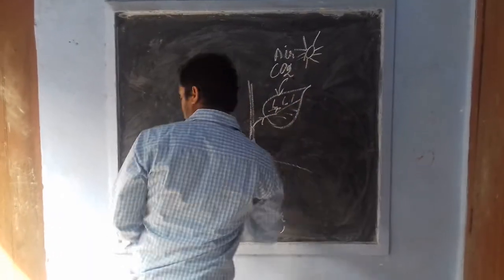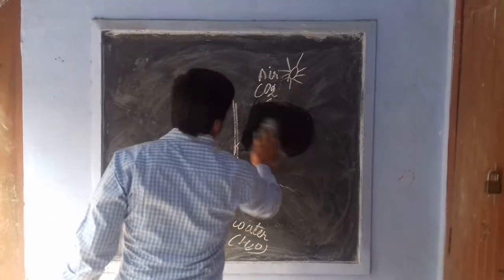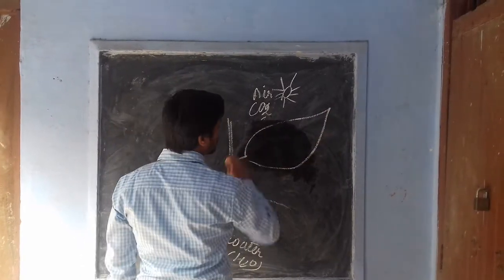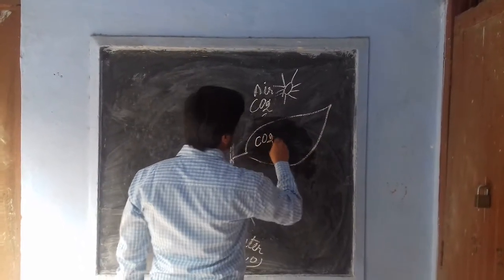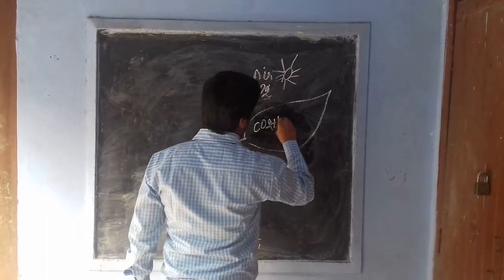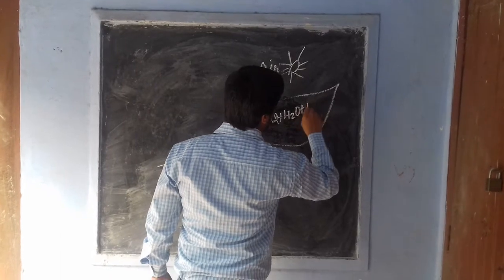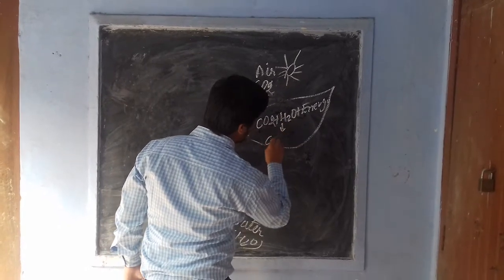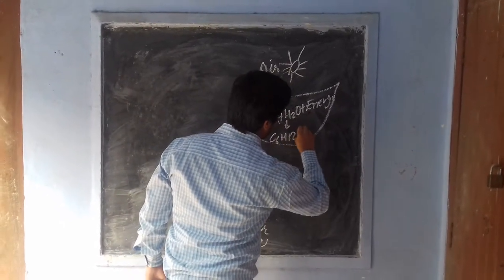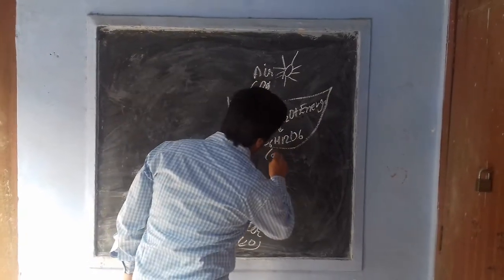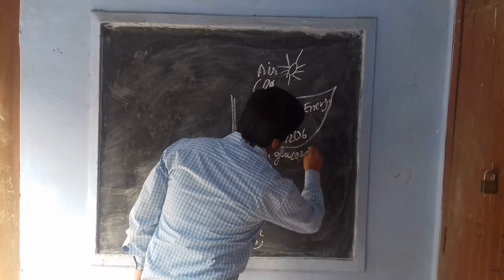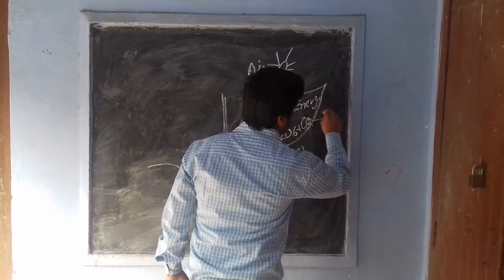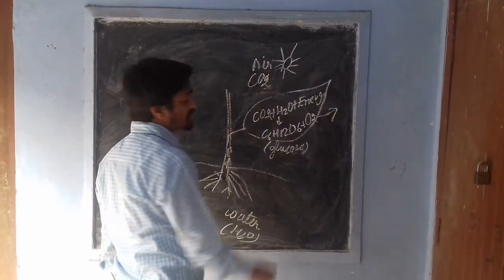Here, in the leaf, what happens is that this carbon dioxide and this water, with the help of energy, form food, which is C6H12O6, known as glucose, plus oxygen, which is released out into the atmosphere as a byproduct.